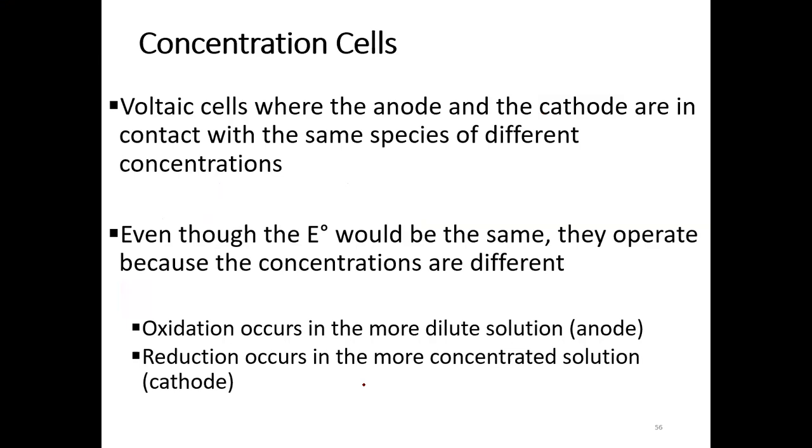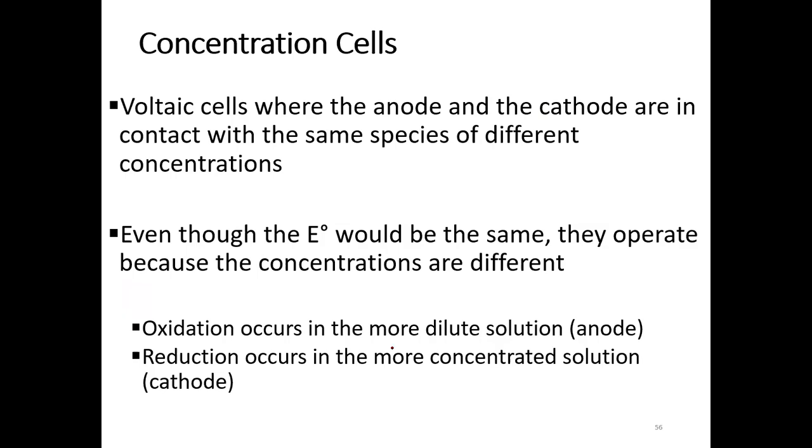Okay, so the last thing in this chapter is the concentration cell. It is about voltaic cells where the anode and the cathode are in contact with the same species at different concentrations. Even though the cell at standard condition would be the same, they operate because the concentrations are different. Earlier we looked at the same concentration in two chambers. That's not the case here. Oxidation occurs in the more diluted solution, and that's what we call the anode. Reduction occurs in the more concentrated solution, which we consider the cathode.